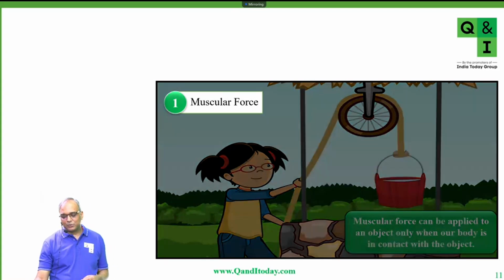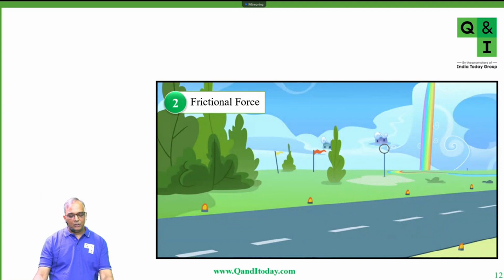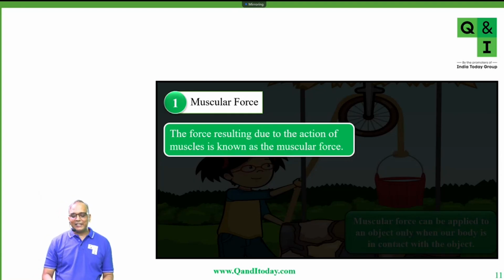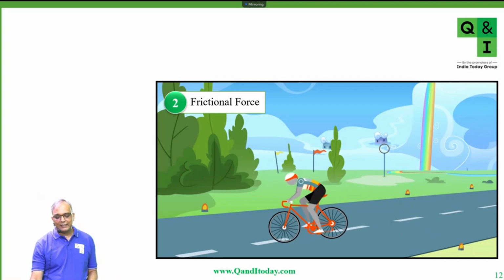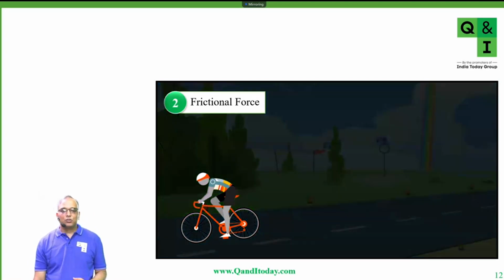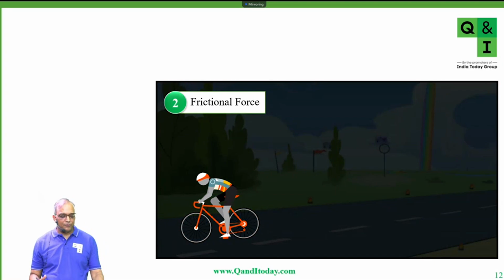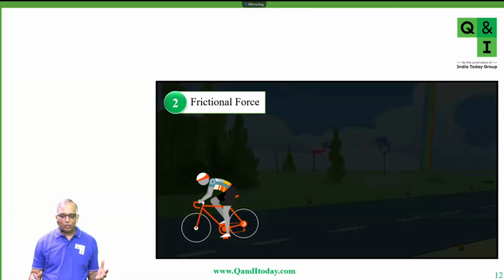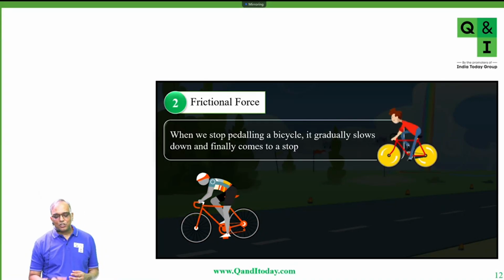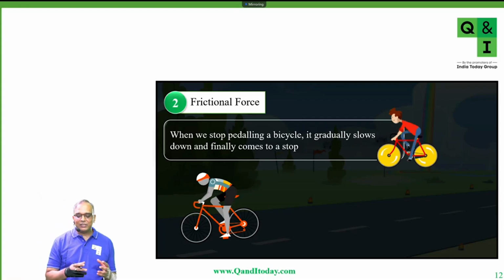Let's move ahead, students. The force resulting from the action of muscles is known as muscular force, which we have already seen. Now, frictional force. When you are pedaling a bicycle and you stop pedaling, what will happen? The bicycle will stop, and that is because of the frictional force. When we stop pedaling a bicycle, it gradually slows down and finally comes to a stop.